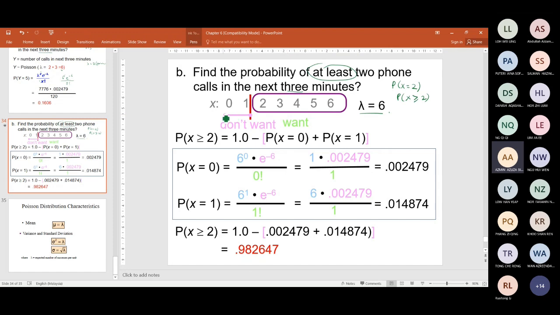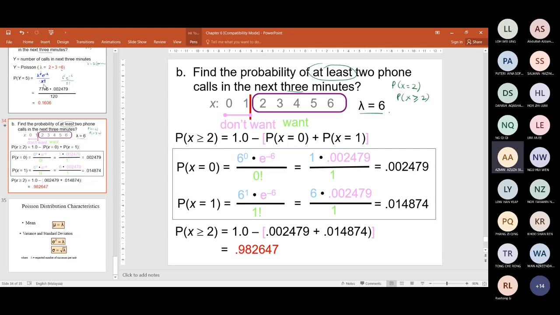Or what you do is, we know that the total probability is 1, right? Total probability for all is 1. We just don't want these 2. We want the rest. So 1 minus the probability of 0 and 1. That is easier actually. It's shorter. So if you look here, the probability of x greater than or equal to 2 is 1, the total probability, minus the probability of x equal to 0 plus the probability of 1. You have to put a bracket because you minus these 2. Then we can find the probability of 0.